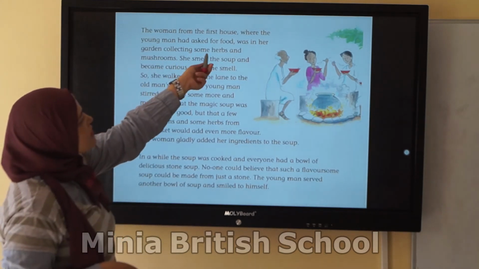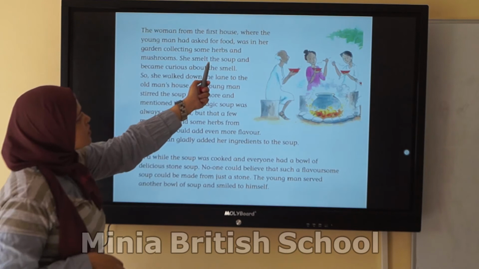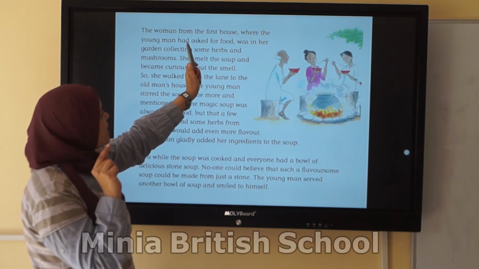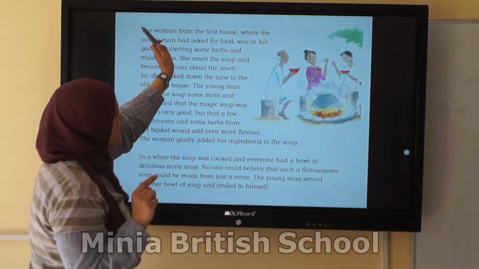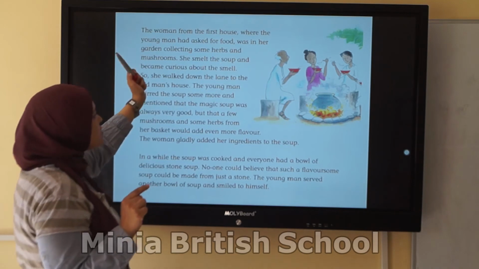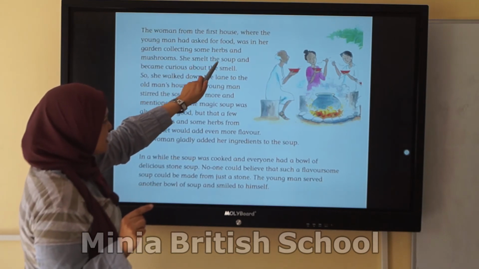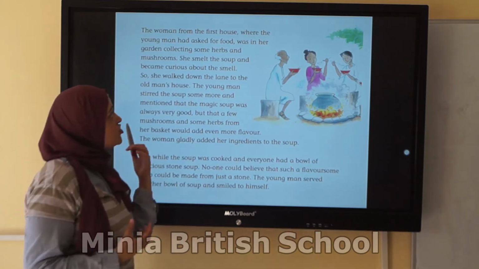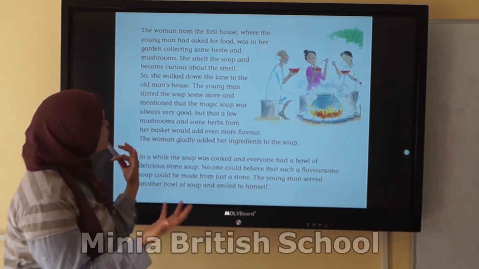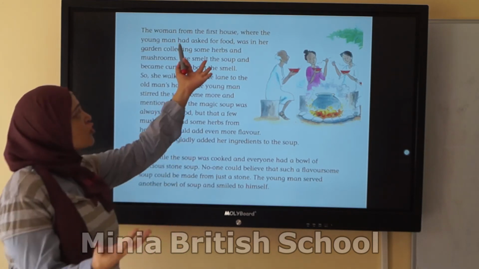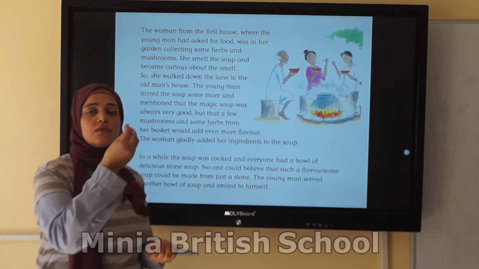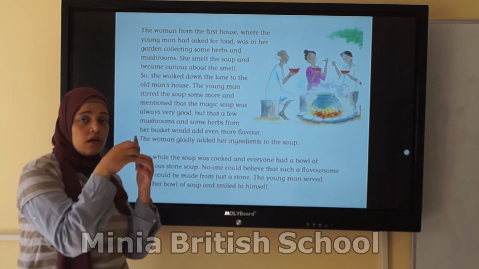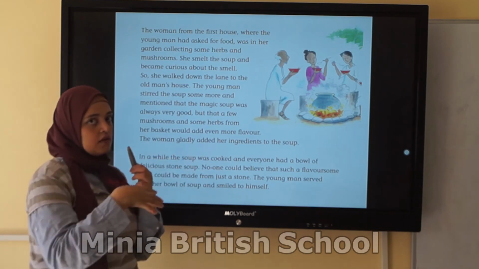The woman from the first house, where the young man had asked for food, was in her garden collecting some herbs and mushrooms. So now she has mushrooms, and also she has herbs. And herbs are what? Herbs are the plants that we can use in cooking. They give a very nice taste to our food.